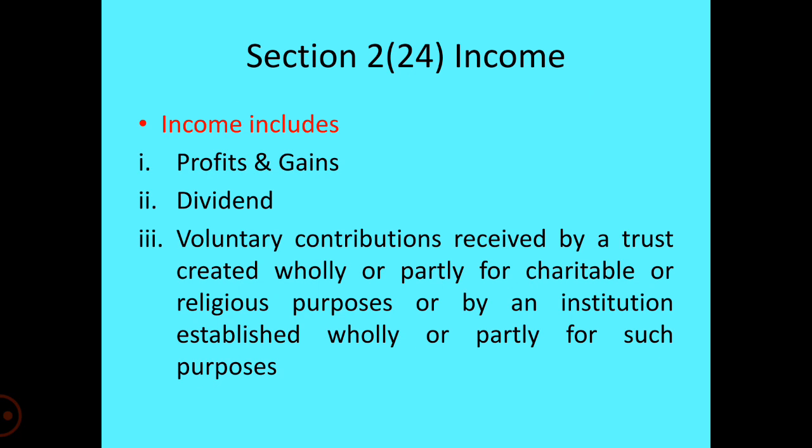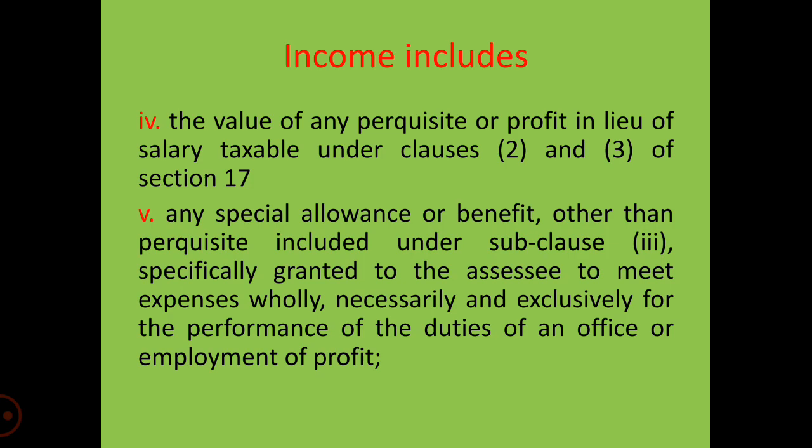Third, voluntary contribution received by a trust created wholly or partly for charitable or religious purposes, or by any institution established wholly or partly for such purposes. Fourth, income includes the value of any perquisites or profits in lieu of a salary taxable under clause 2 and clause 3 of section 17.